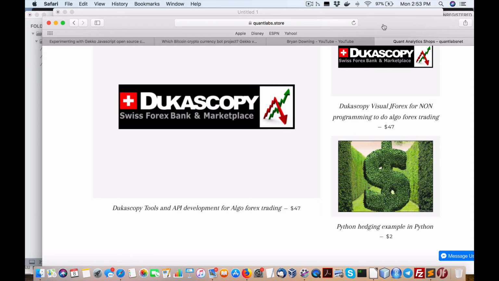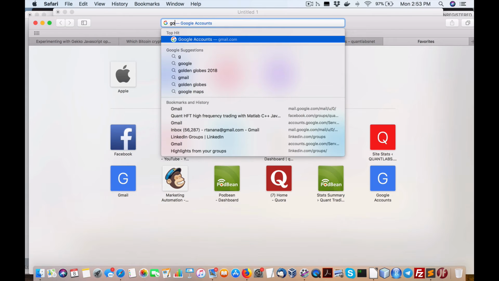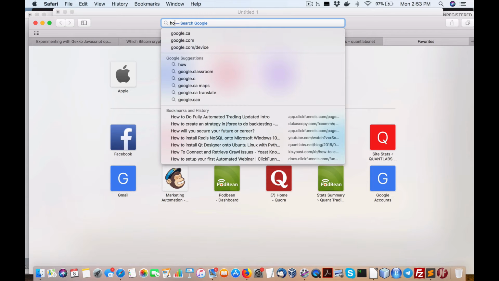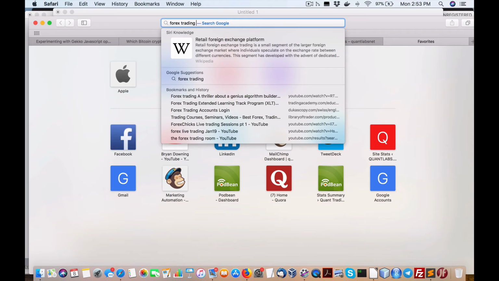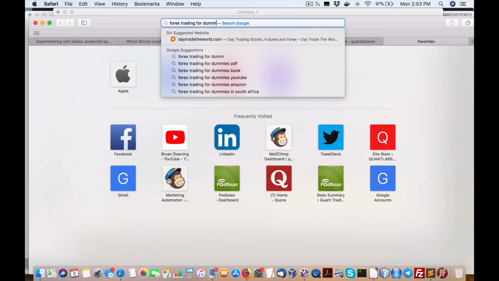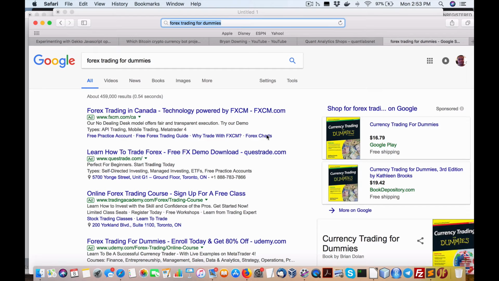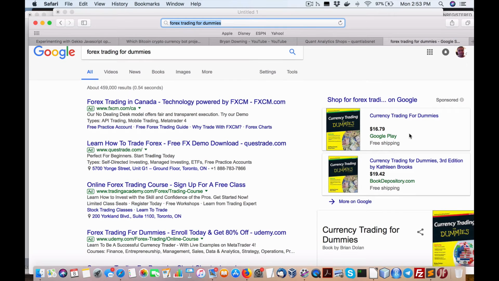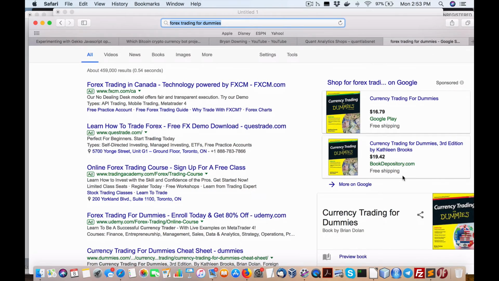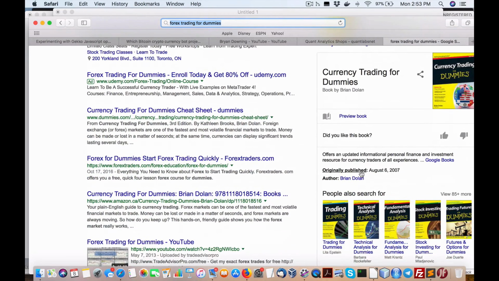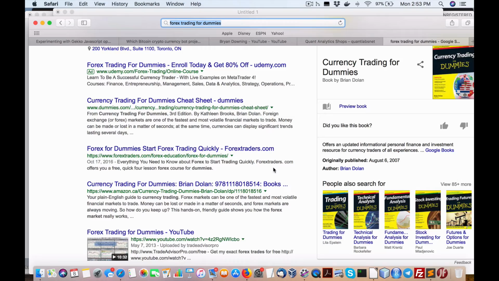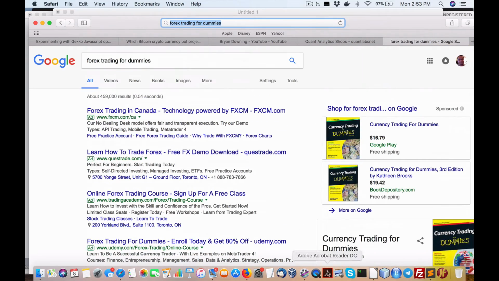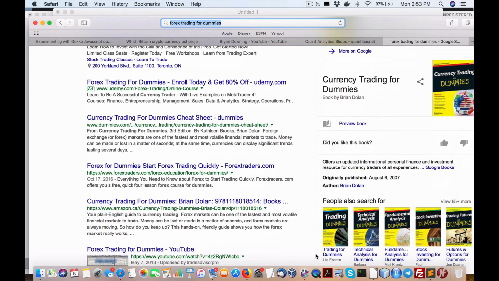If I was to look for any videos, like I said, I'd search for forex trading for dummies. I'm not saying you're a dummy, but you know the series, right? So here you go, currency trading for dummies. Just go with that, or any of these simple books. That's what they're really meant for, so go through one of these. I think that's probably the easiest way to go about it, and then build from there.